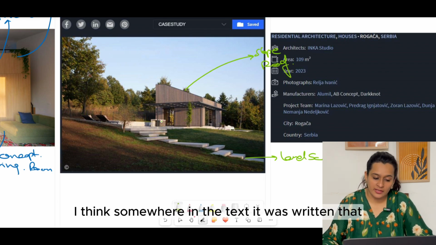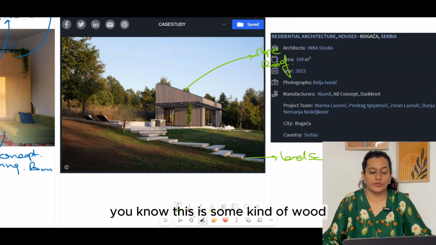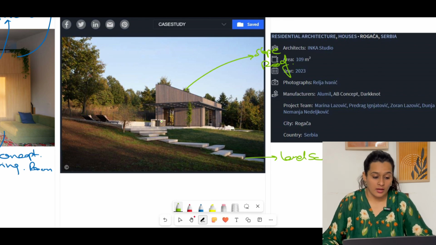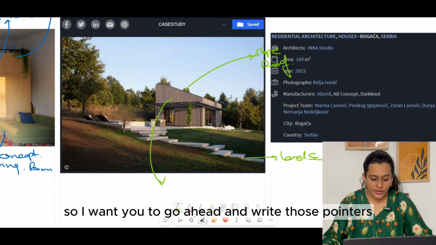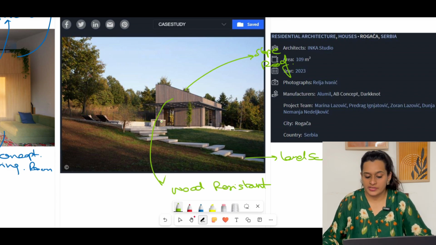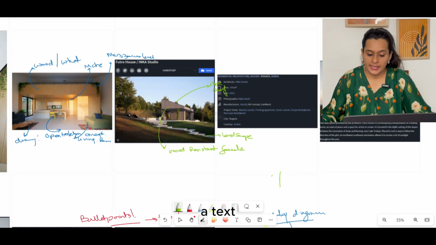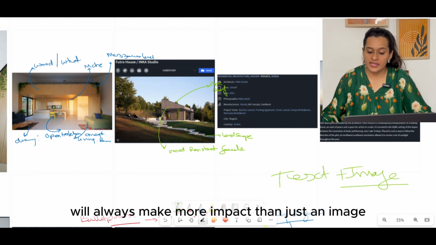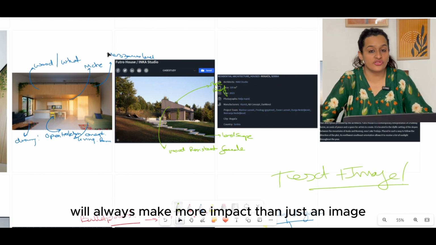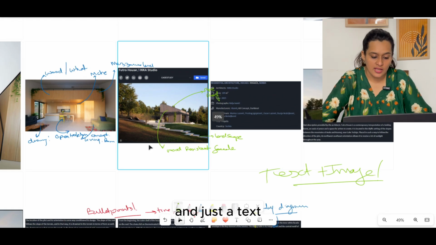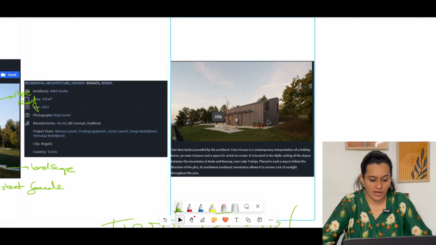And also I think somewhere in the text it was written that this is some kind of water resistant wood. So I want you to go ahead and write those pointers down here. Water resistant sort of facade. So always understand, a text plus image will always make more impact than just an image and just a text. So always attach your text along with an image.